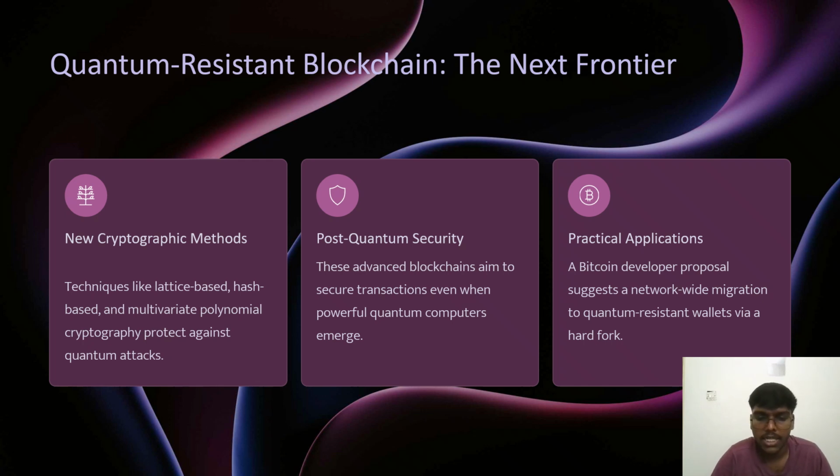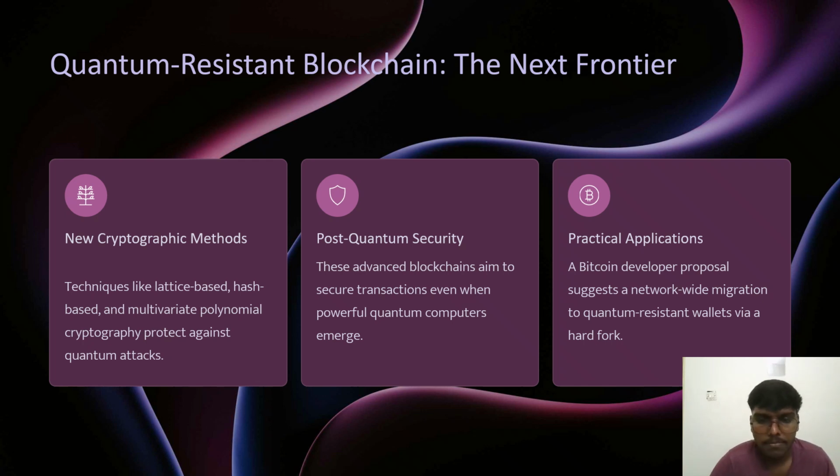One practical idea that Bitcoin developers have already suggested is migrating all wallets to quantum resistant wallets through a network-wide upgrade, also known as a hard fork. So, in short, just as we upgraded from old insecure protocols like HTTP to HTTPS, in the future we'll upgrade to quantum safe blockchain systems.